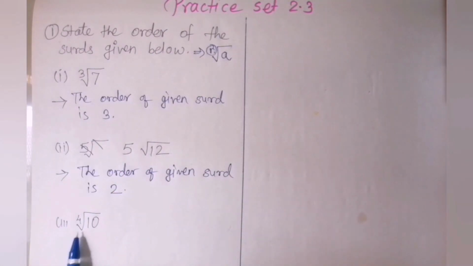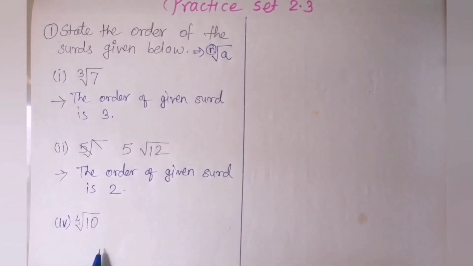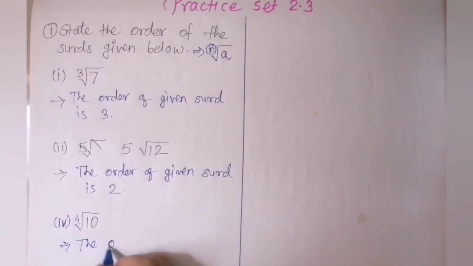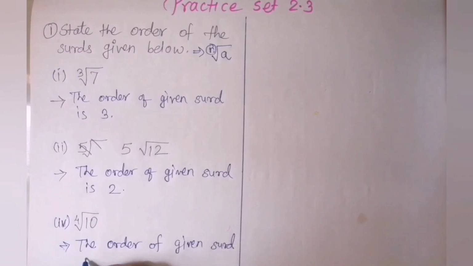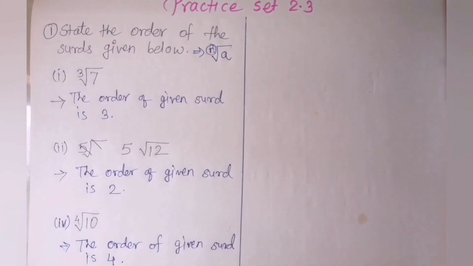Now come to example number 4. This is 4 in your textbook. 3 is for your homework. Now we have the 4th root of 10. So what is the order of this? The order is 4. Write down here: the order of the given surd is 4. Clear? So for your homework, example number 3 and 5.